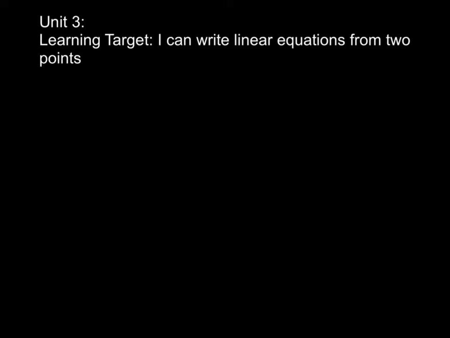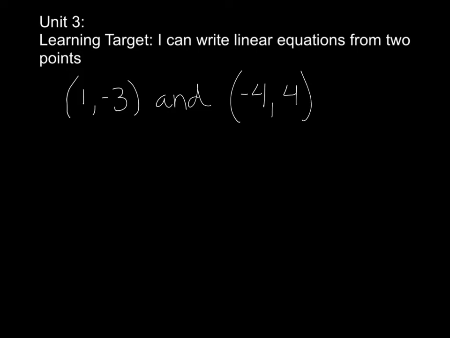Learning target: I can write linear equations from 2 points. So we have been writing linear equations and looking at them. I just want you to see in a brief video how to do it if you are just given 2 points. So let's say we're given the point (1, -3) and (-4, 4). Okay, so recall different ways that we can write equations.